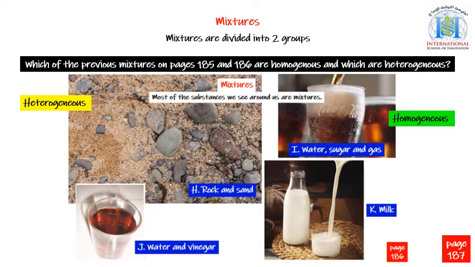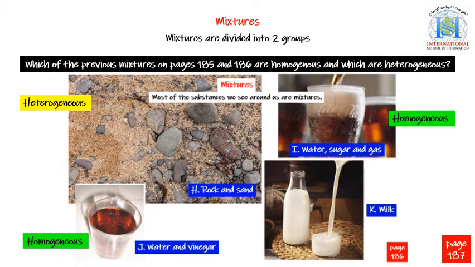Okay, water and vinegar. We mixed water with vinegar and we got this mixture. How many colors does this mixture show? 1 color, perfect. So is it a homogeneous or heterogeneous mixture? It's a homogeneous mixture. Perfect, good job.